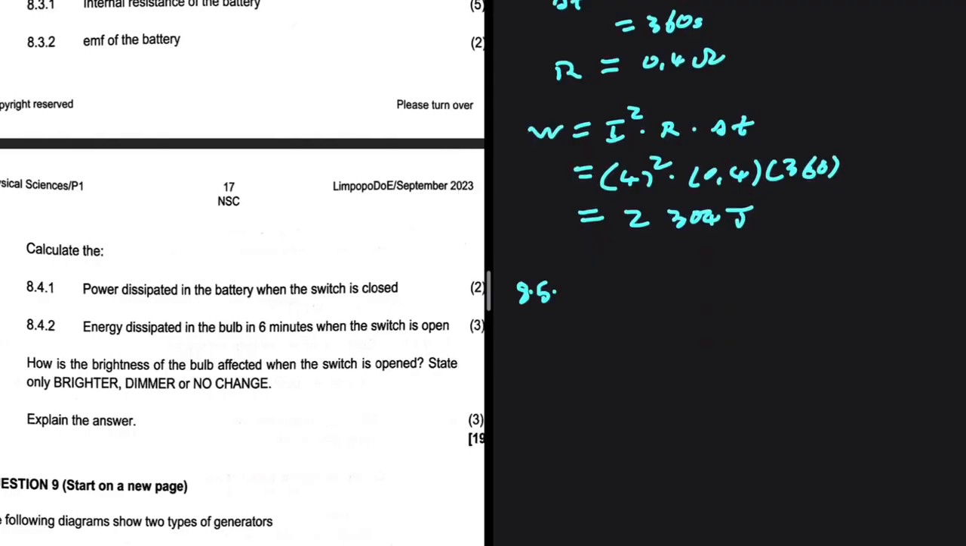8.5. How is the brightness of the bulb affected when the switch is opened? Stay the same, brighter, dimmer, or not change? When the switch is open, we have a current of 6 ampere. And when it is closed, we have a current of 4 ampere. So we can clearly see that the current that the bulb is experiencing is going to be reduced when the switch is opened. So it should glow dimmer.